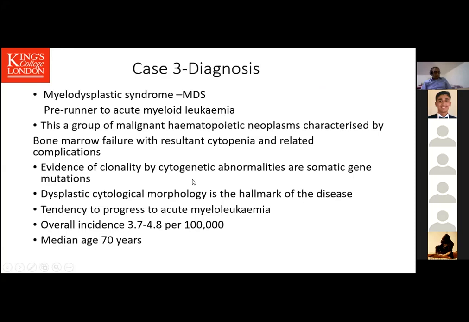And it has got clonal cytogenetic abnormality, and it has got a tendency to progress to acute myeloid leukemia, and overall incidence is about 3 to 5 per 100,000. Median age is about 70 years.